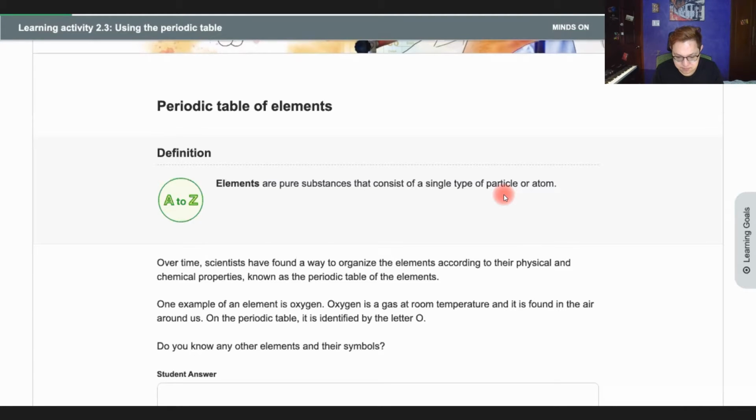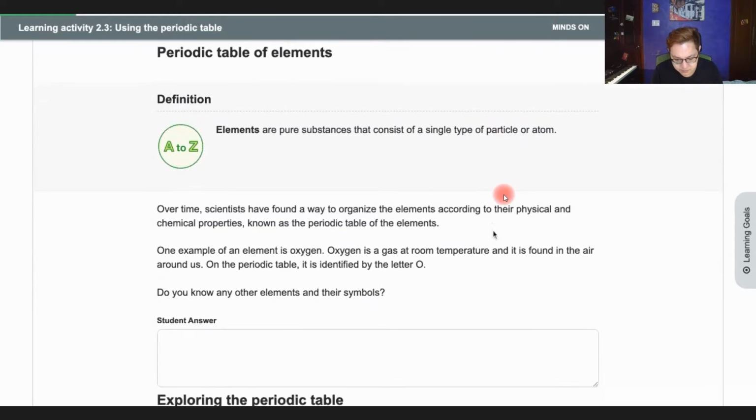One example of an element is oxygen. Oxygen is a gas at room temperature and it is found in the air around us. On the periodic table, it is identified by the letter O. Do you know any other elements and their symbols?